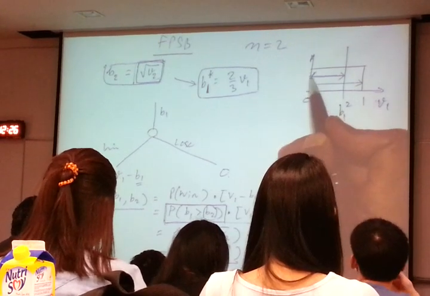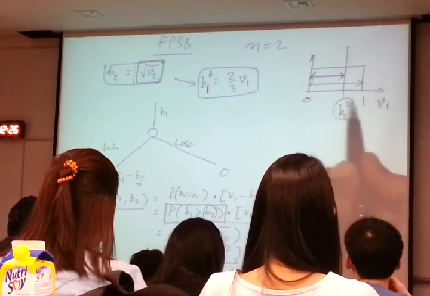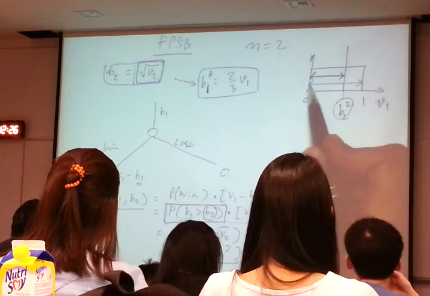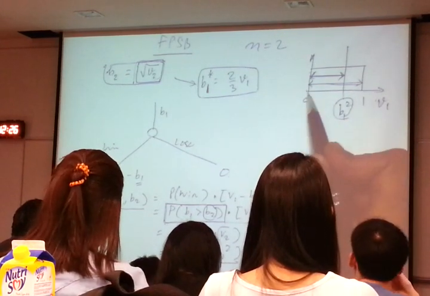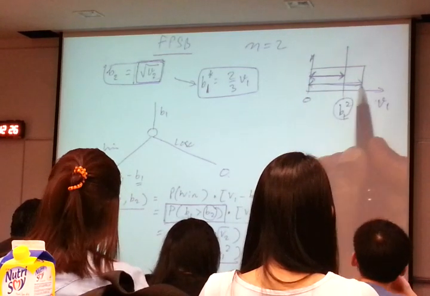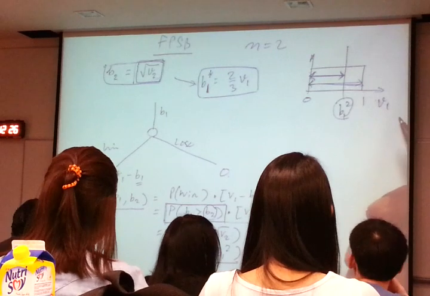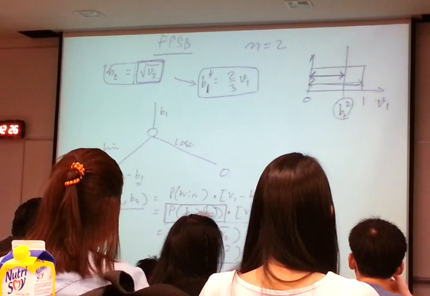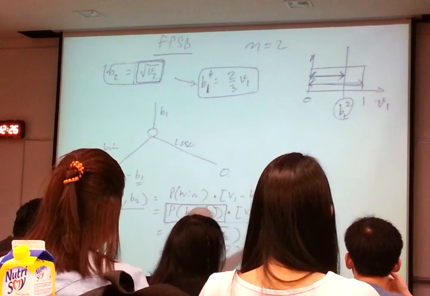Okay, what is the length of this line segment? B1 squared minus 0, which is B1 squared. What is the length of this line segment? 1 minus 0, which is 1. Therefore, the ratio of this line segment to this line segment is B1 squared, which is the probability that this will happen, that you will win.